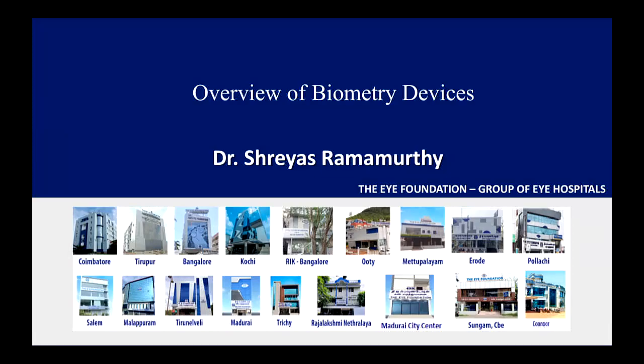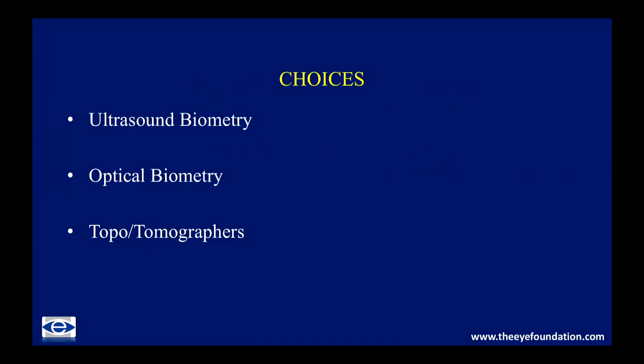So today I will be running through the overview of biometry devices, the kind of devices which are available to us, what it offers additionally, and how we can choose. To start with, we broadly have these ultrasound biometry devices which have always been there. Most of us have moved on to optical biometry, and even in optical biometry, we now have a combination of topographers and tomographers which are able to add to the biometry data itself.